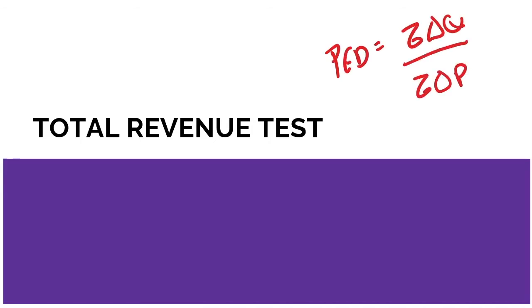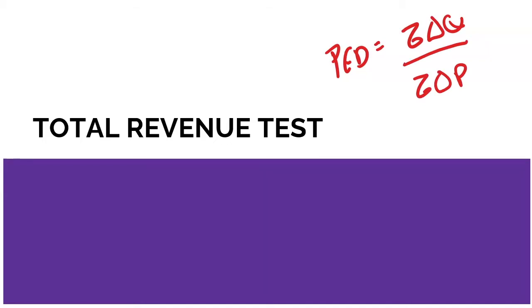All right, so this is going to be part 2 to our elasticity video that we did in the last video. The total revenue test is just another way to determine if the demand curve is going to be elastic or inelastic. In the last video, we talked about the equation to calculate our price elasticity of demand, or PED, which is the percent change in quantity over the percent change in price.